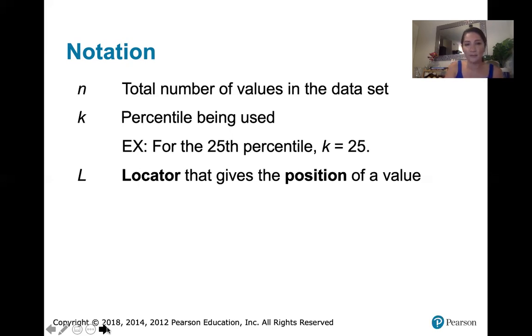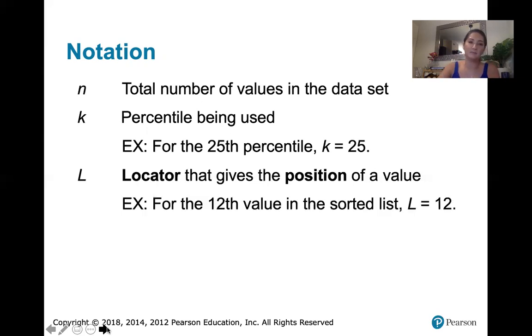So with n equals 50, like we had in the last example, there are 50 different locations. There's the first value, and then there's the 50th value, and then there are all of the values in between. This L is going to help us locate that position of a value on that list. So for example, if you're talking about the 12th value in the list, L is equal to 12. And P sub K represents that kth percentile.